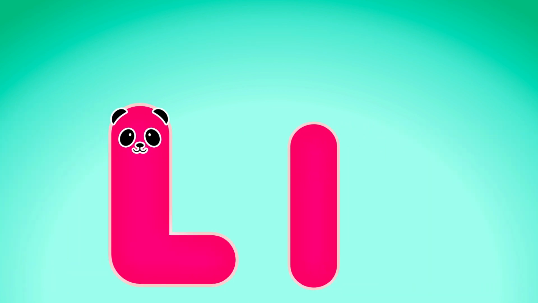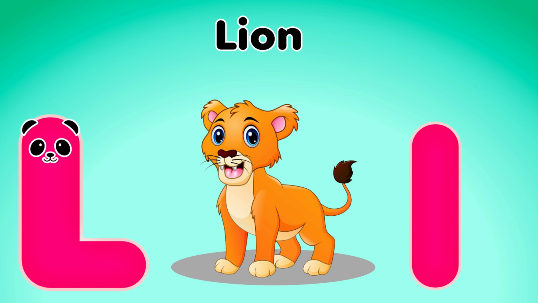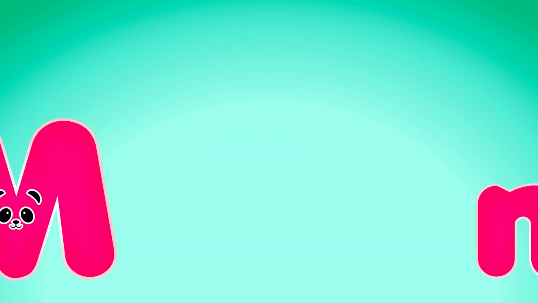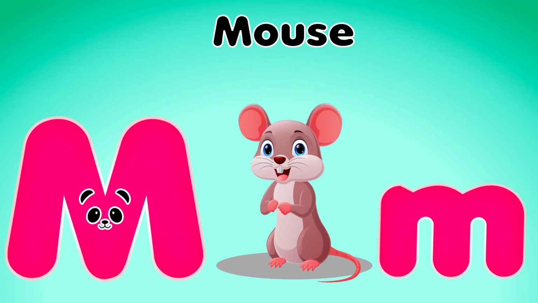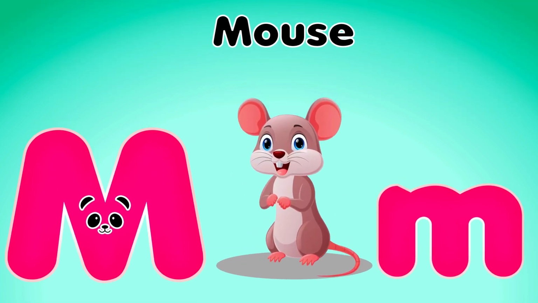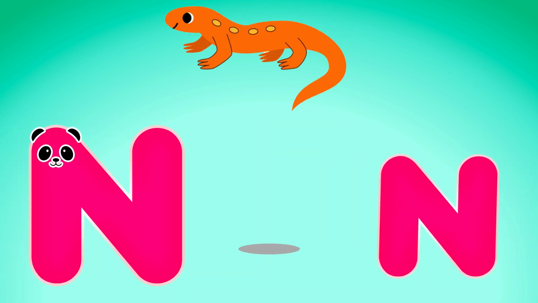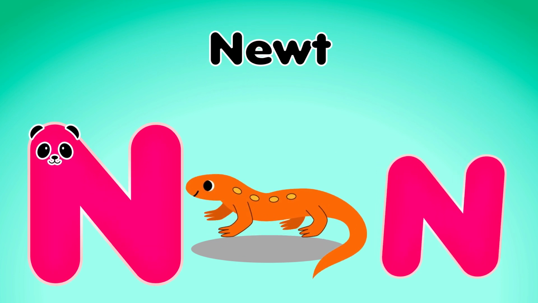Kangaroo. L is for lion, L, L, lion, L, L, lion, L, lion. M is for mouse, M, M, mouse, M, M, mouse, M, mouse. N is for newt, N, N, newt, N, N, newt.